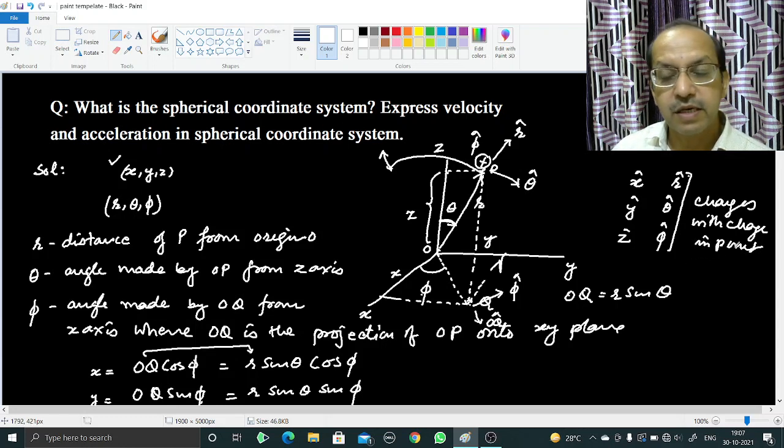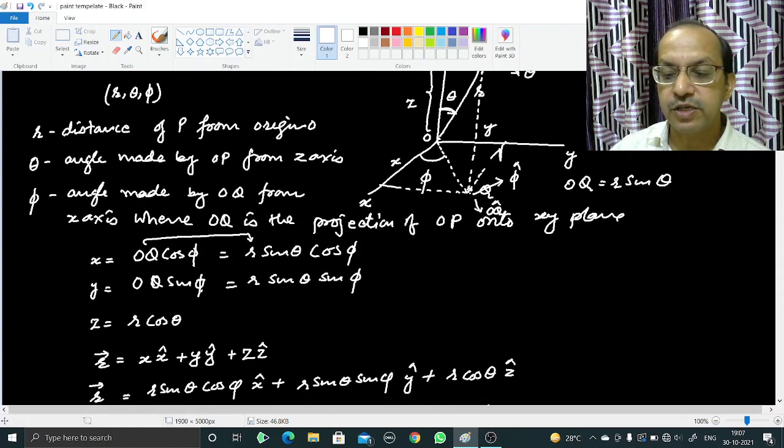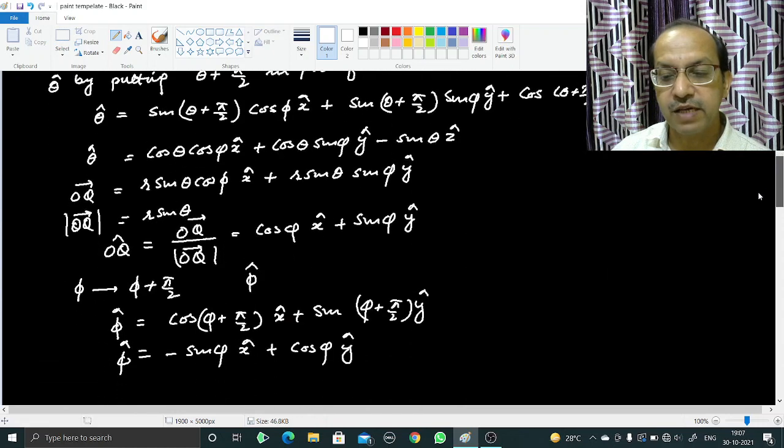So that means it is changing with respect to time, or you can say the differentiation of r cap, theta cap, phi cap with respect to time will not be 0. So we will have to find the differentiation of r cap, theta cap and phi cap with respect to time.